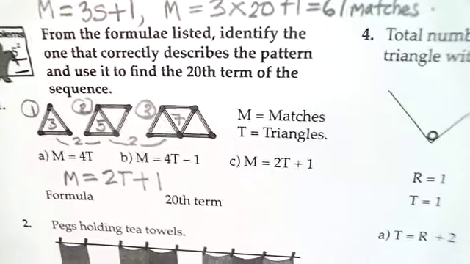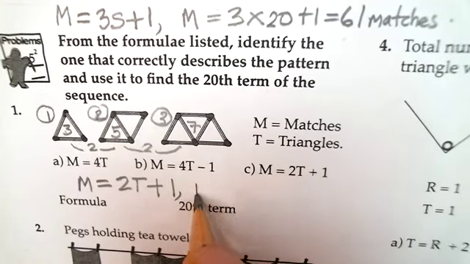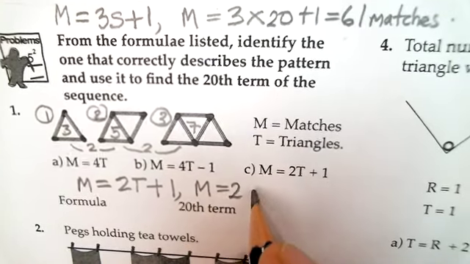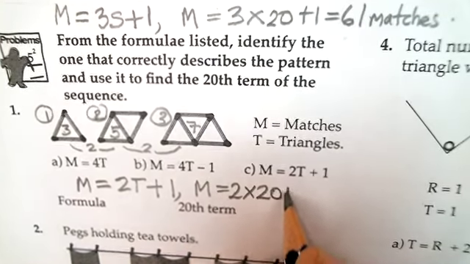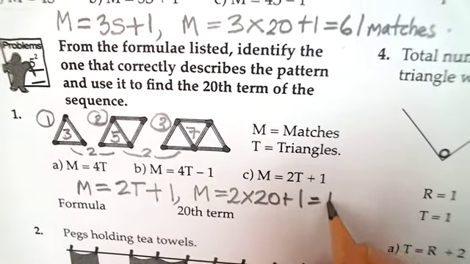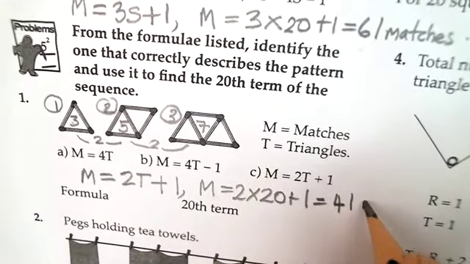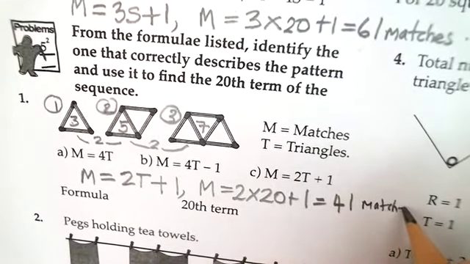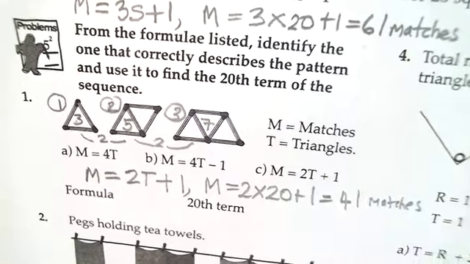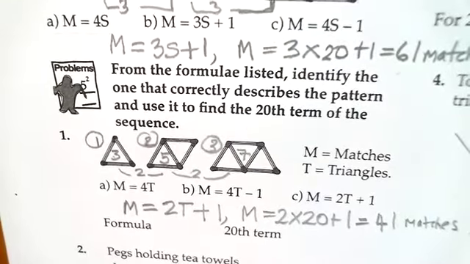All right, 20th term. Here we go. So the formula for the 20th term is going to be m is equal to 2 times 20 plus 1, or 2 times 20 is 40, plus 1 is 41. And the answer will, of course, be matches. All right, hopefully that makes sense. I'm going to use a different video for some of these other ones, yeah?